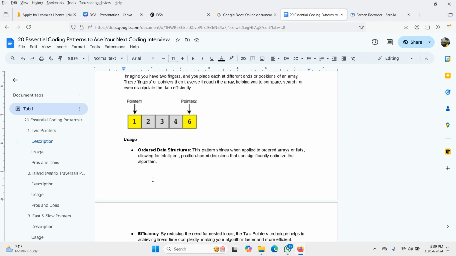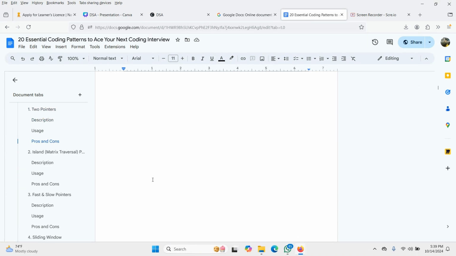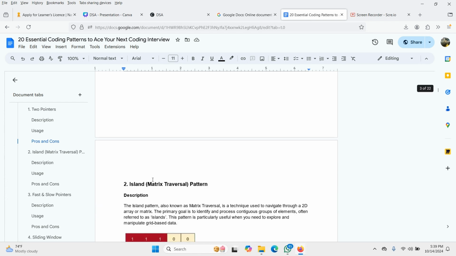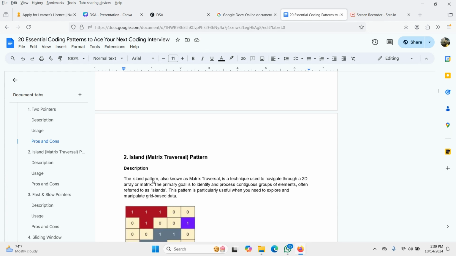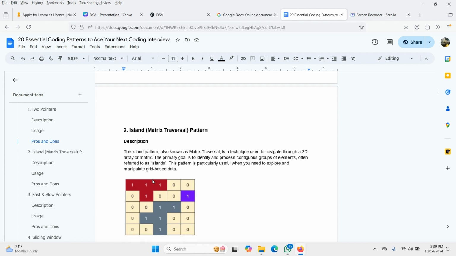Strategy for problem solving in DSA. Now we have the next pattern solving strategy that is mostly used with arrays and the 2D array, that is the island matrix traversal pattern. What do you mean by the island matrix traversal pattern? The island pattern, also known as matrix traversal, is a technique used to navigate through a 2D array or matrix. What is the primary goal of it? The primary goal is to identify and process continuous groups of elements, often referred to as islands, and this pattern is particularly useful when you need to explore and manipulate grid-based structures.